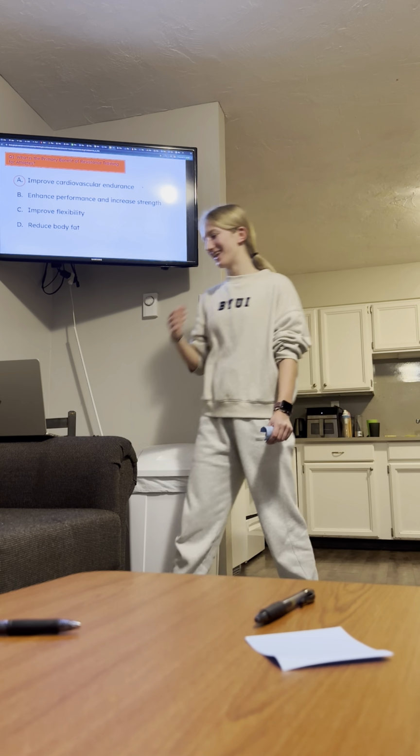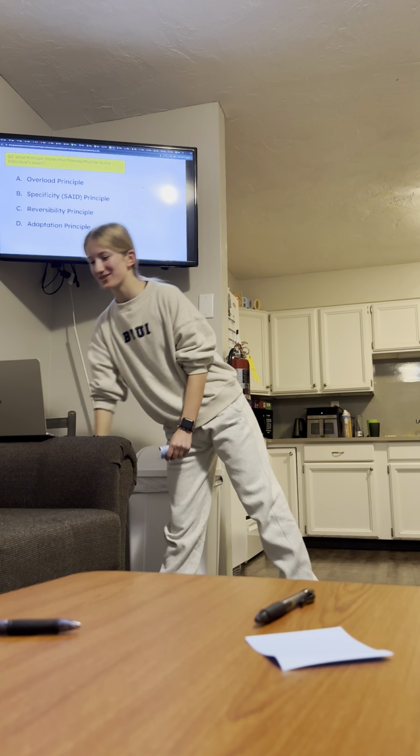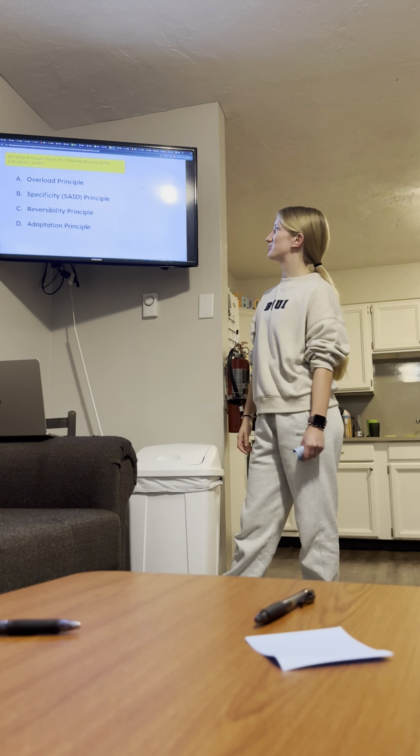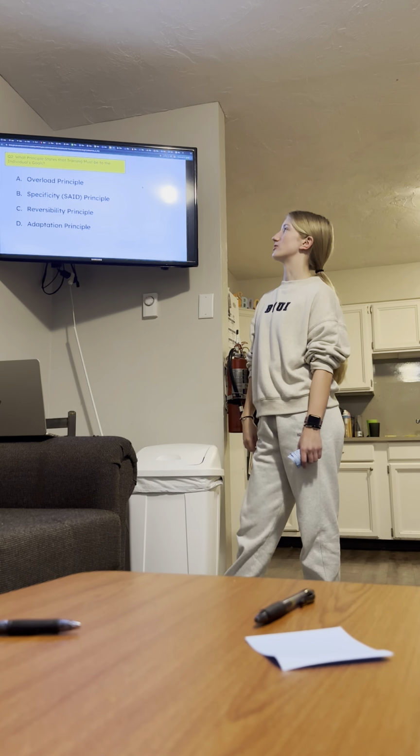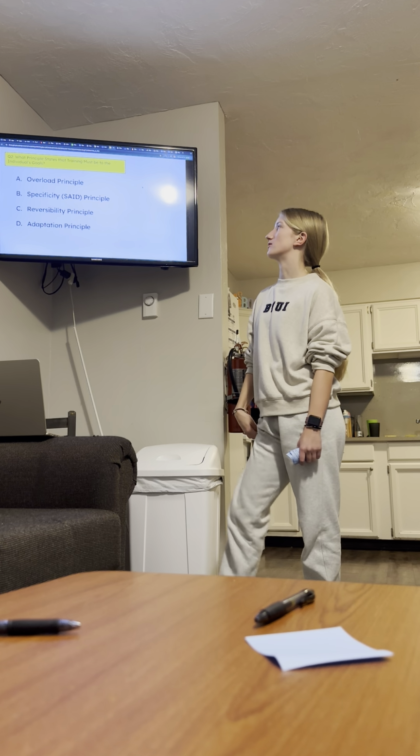Sorry about that. Okay. So the next one is, what principle states that training must be specific to the individual's goal? And it kind of says it in the question, because you specify to the person. So the SED principle would be the answer. And then the next one, which acute training variable involves the speed at which exercises are performed? And that would be tempo. It's the only one that would really make sense.